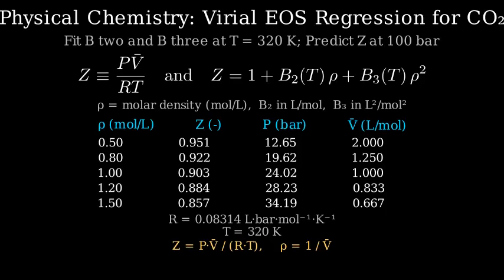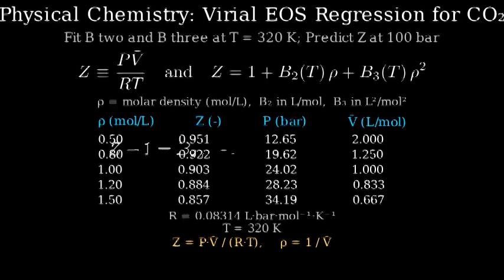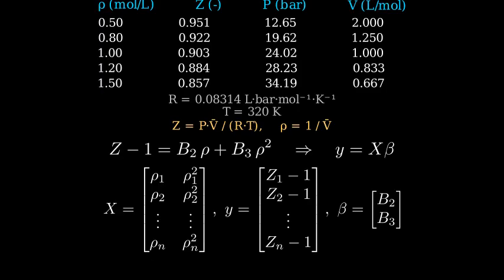To regress B2 and B3, we rewrite the model as Z minus 1 equals B2 times rho plus B3 times rho squared. This is linear in the unknown coefficients. We build a design matrix X with columns rho and rho squared, and the response vector Y equals Z minus 1. We then solve by least squares. Beta equals X transpose X inverse times X transpose Y.